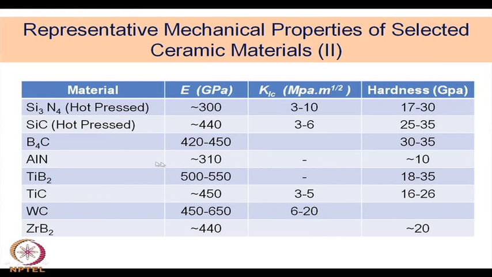And these are the hardness values. B4C, that is boron carbide, is supposed to be a very strong material, and you can see its Young's modulus is also fairly high. Unfortunately, the KIC value is not available here, and 30 to 35 is the hardness. Similarly, another non-oxide ceramic, aluminum nitride, has a Young's modulus of this and hardness of this, KIC value is not there.